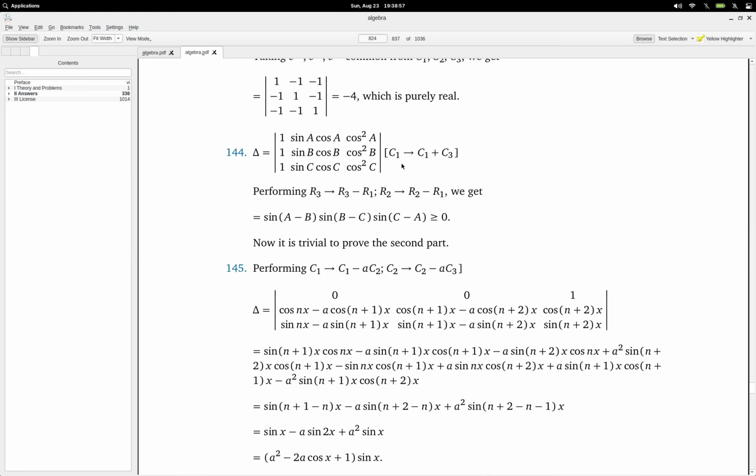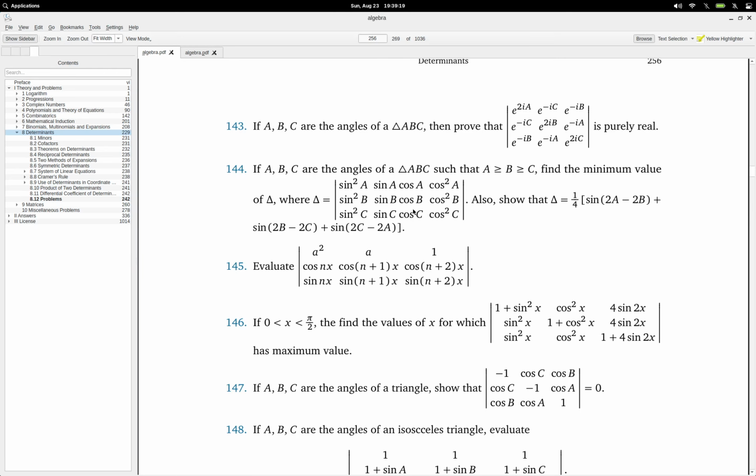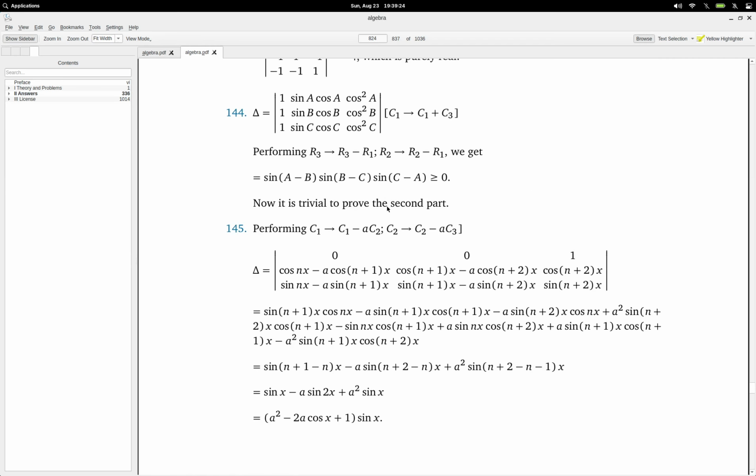So we have this determinant, we perform column 1 equals column 1 plus column 2 plus column 3, and we get 1 1 1 in the first column. Then we perform the usual R3 minus R1 and R2 equals R2 minus R1. We will get 2 zeros and then we expand. We will get sin(A minus B) times sin(B minus C) times sin(C minus A), which would be greater than or equal to 0. And then you can go on and do the second part, which should be fairly easy if you know trigonometry. If you can't solve the second part, let me know in the comments and I'll provide the full solution.